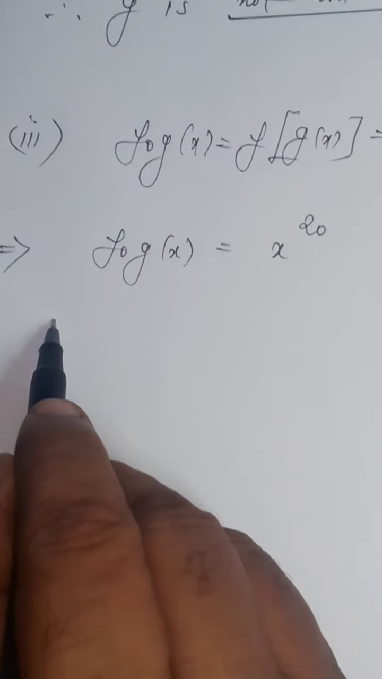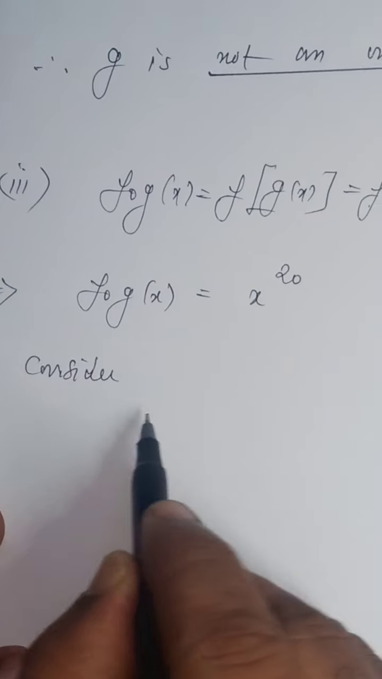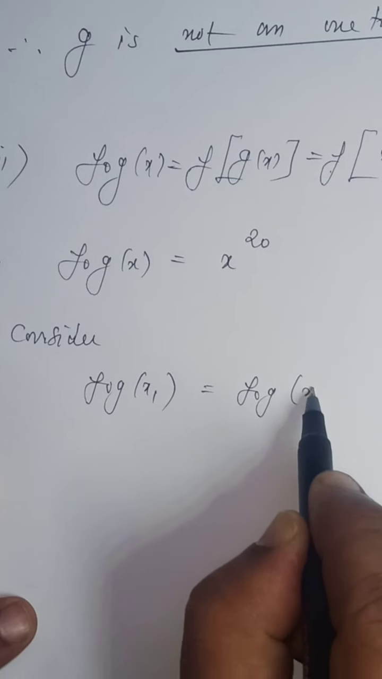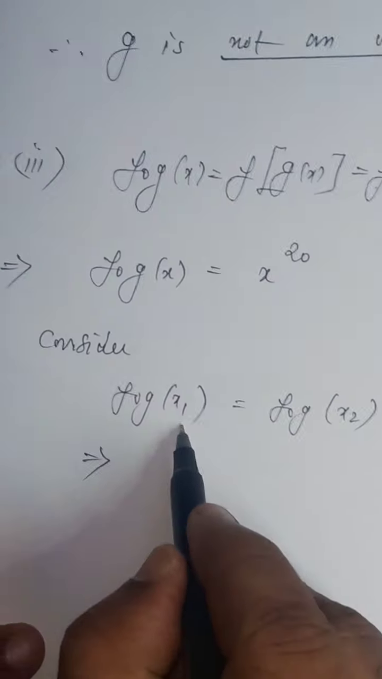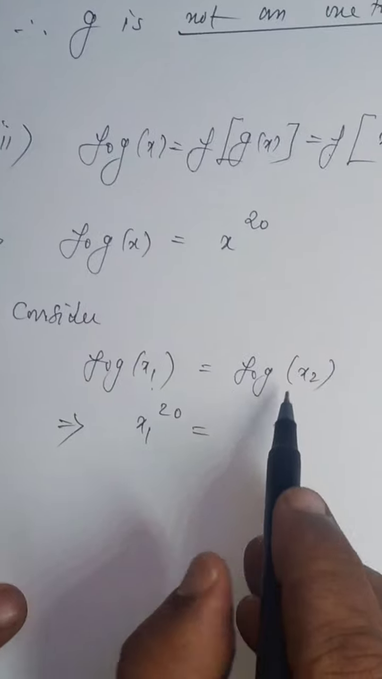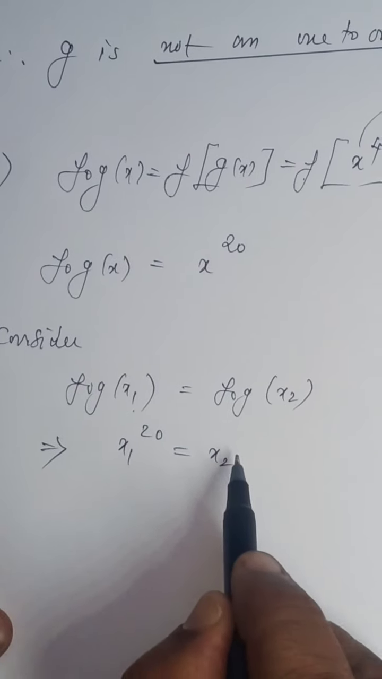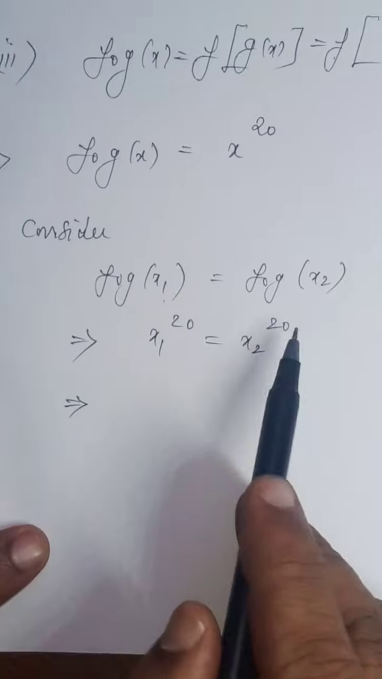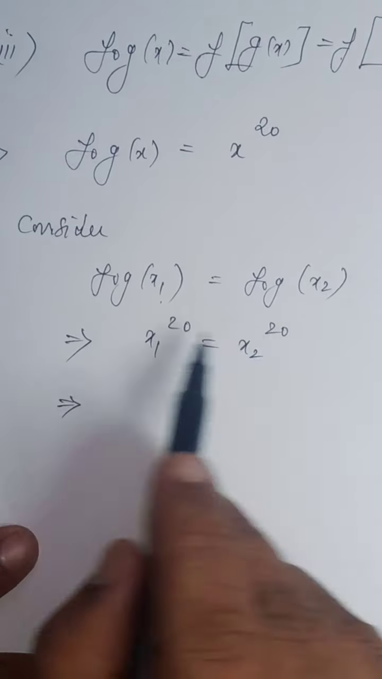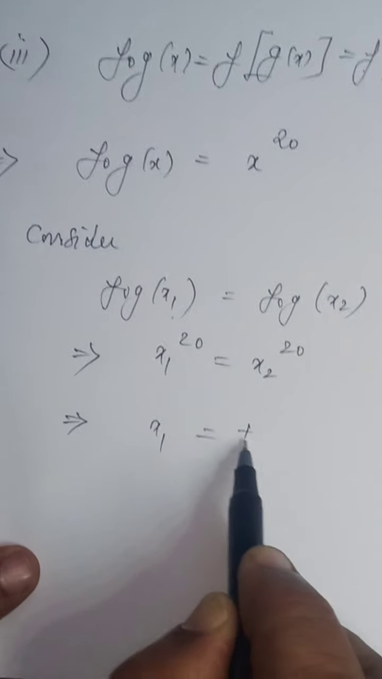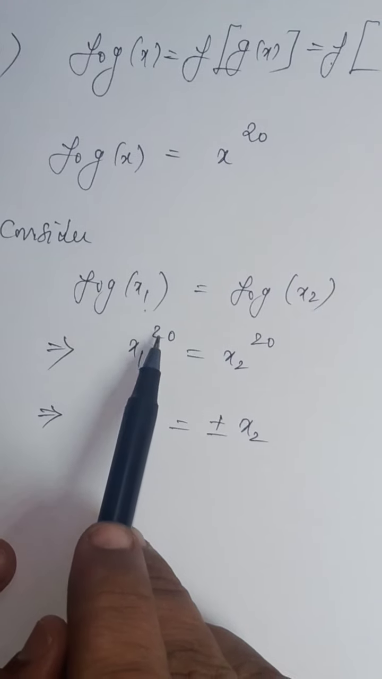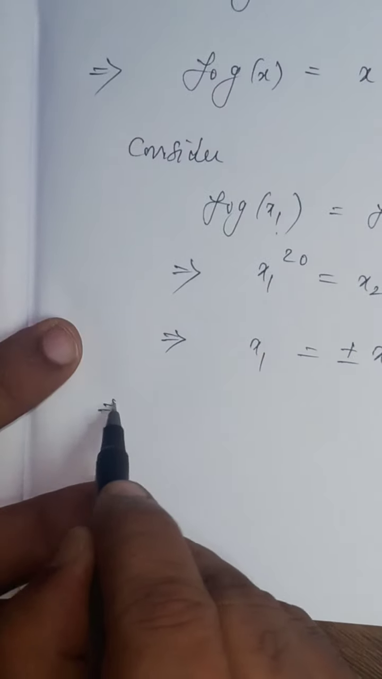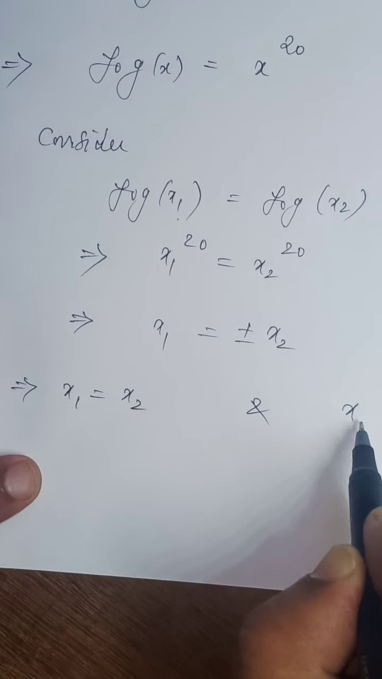Now consider f dot g of x1 equal to f dot g of x2, which implies replace x by x1 over here, we will be getting x1 power 20. Like that, replace x by x2, we will be getting x2 power 20. If the powers are even numbers, you can straight away write, you don't need to take the 20th root on both sides, x1 equals plus or minus x2. Remember, when you have even numbers in the power, you have to introduce plus or minus. Which implies x1 equals x2 as well as x1 equals minus x2.